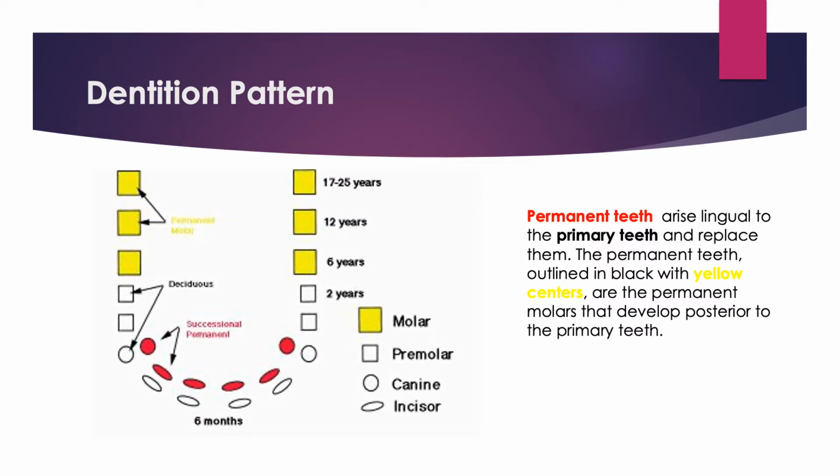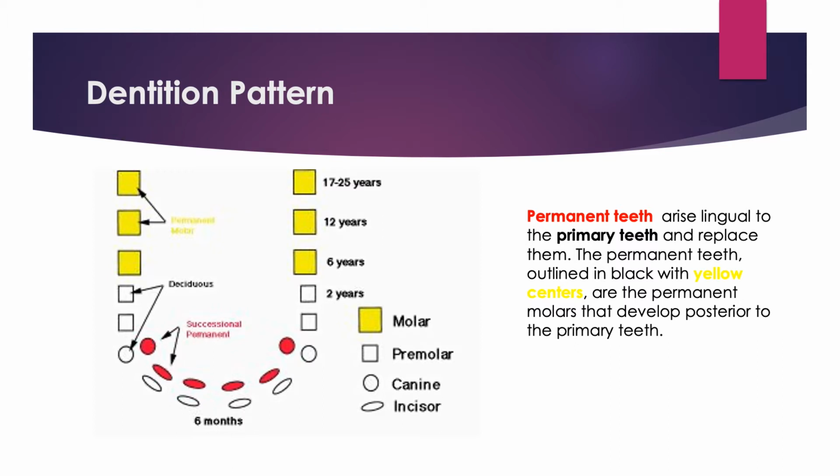In this diagram of the mandibular arch, we illustrate that two sets of teeth develop in the human: a primary or deciduous dentition and a secondary or permanent dentition. As we can see here, permanent teeth drawn in red are successional teeth. They arise lingual to the primary teeth and replace them. The permanent teeth, outlined in black with yellow centers, are the permanent molars that develop posterior to the primary teeth. They do not have deciduous predecessors, nor are they succeeded by successional teeth.